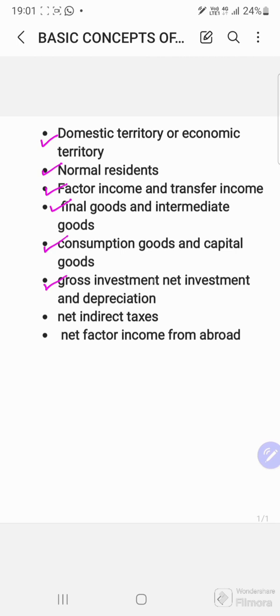Understanding the concepts of gross investment, net investment and depreciation, including net indirect taxes and net factor income from abroad, is a very important part of this lesson. So basically we are going to understand some basic concepts of macroeconomics which will lay the foundation for understanding the numerical part of national income accounting.